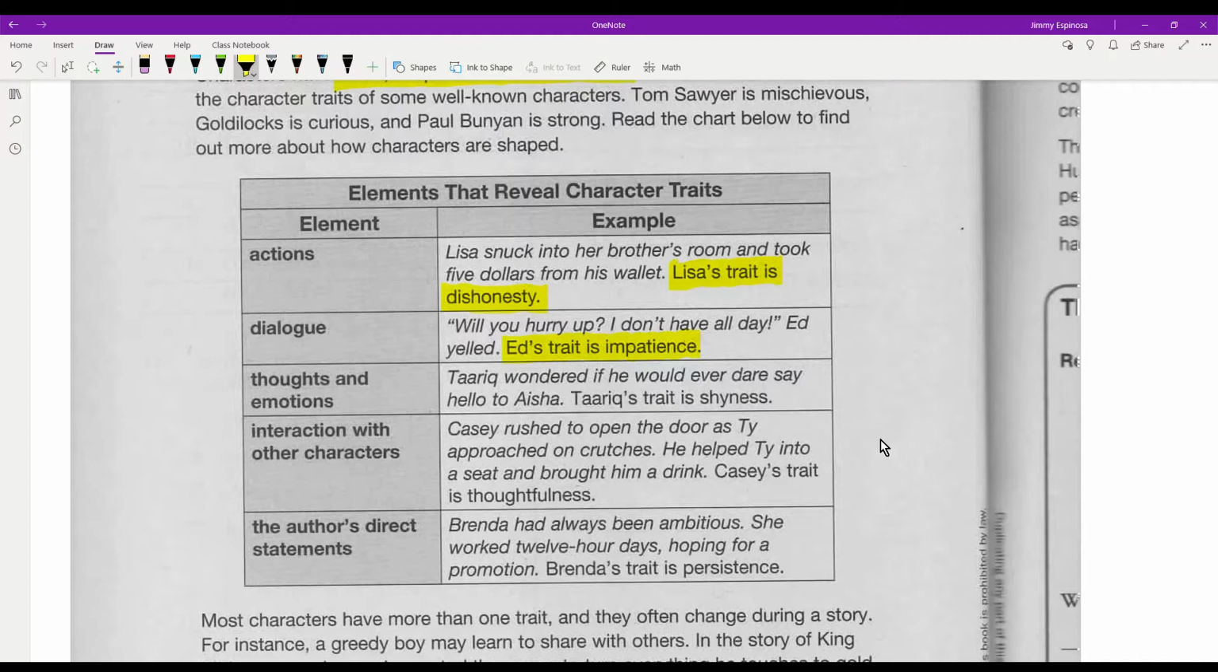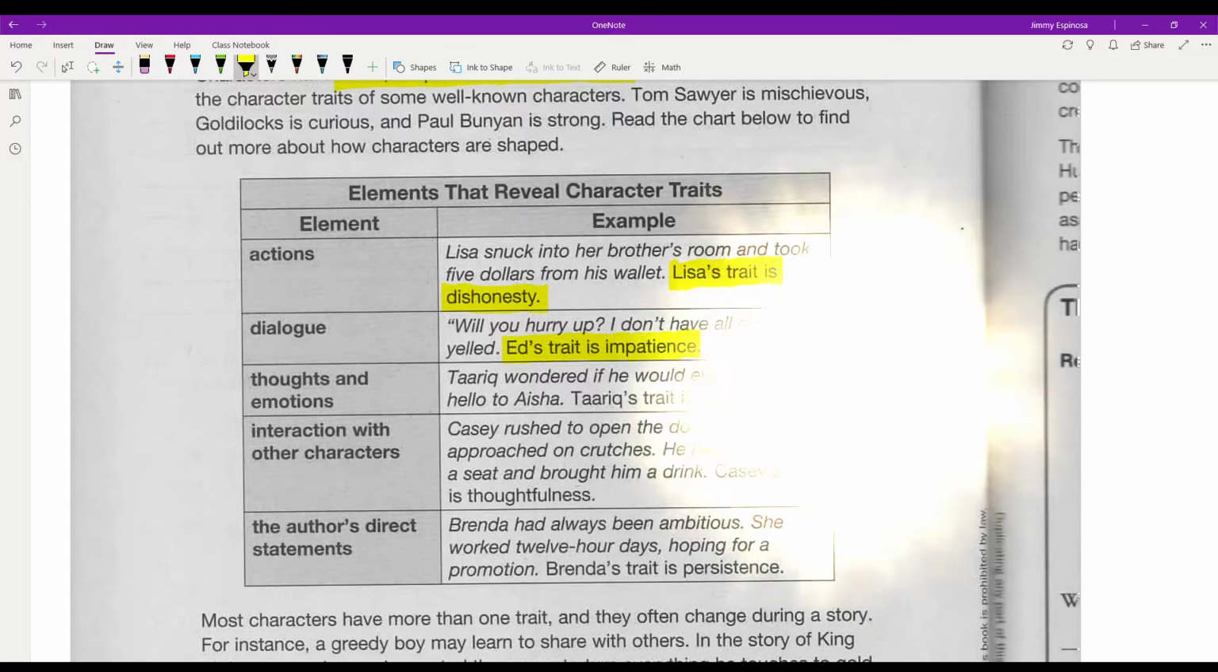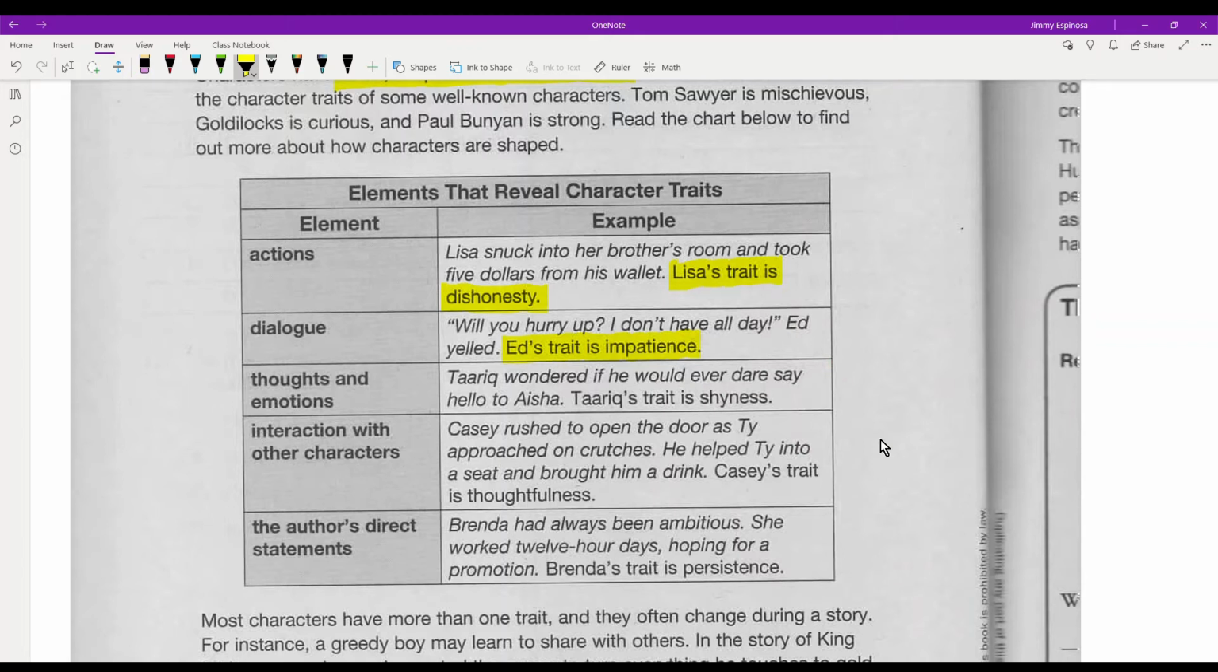Another way character traits are revealed is through the thoughts and emotions that are shown by the author in the text. Here's an example. Tariq wondered if he would ever dare say hello to Aisha. So therefore Tariq's trait is shyness. Obviously, he can't put himself up to go ahead and even talk to her. So therefore he's quite shy.